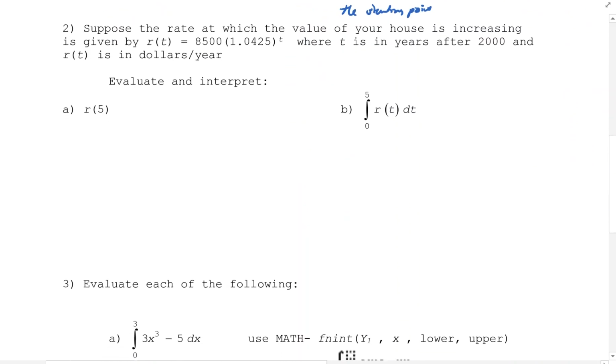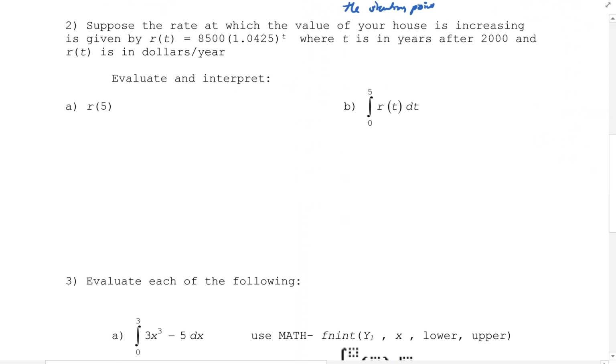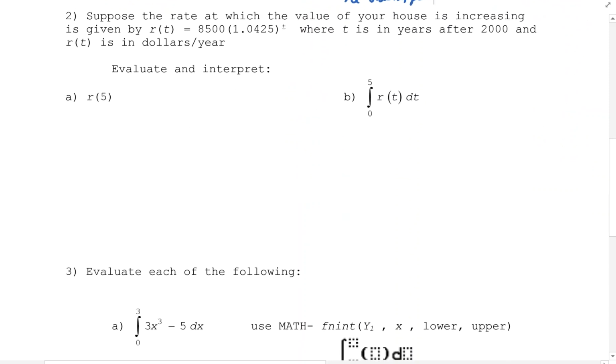Just about every problem that we've done so far, we've talked about distance, but the equation we're working with isn't always going to be a distance function. In this case, suppose the rate at which the value of your house is increasing is given by this equation R of t, where t is in years after the year 2000, and R of t is in dollars per year. So again, if we're going to evaluate and interpret each of these, R of t is simply the equation. I'm going to plug that into my calculator.